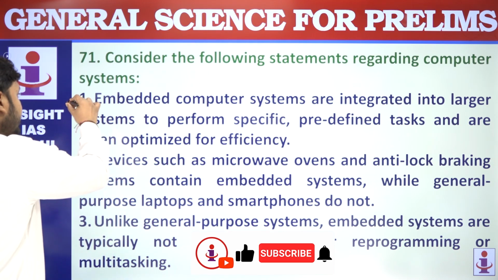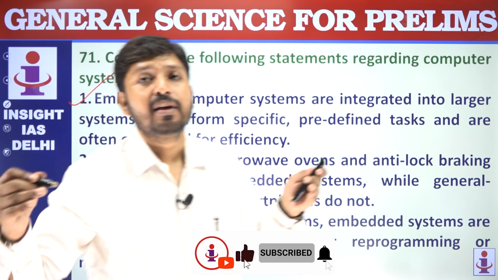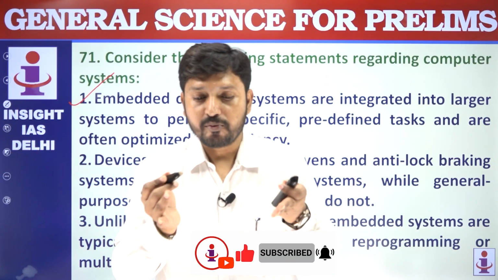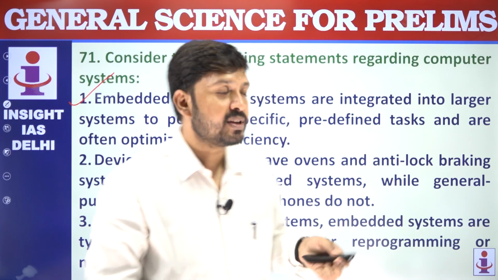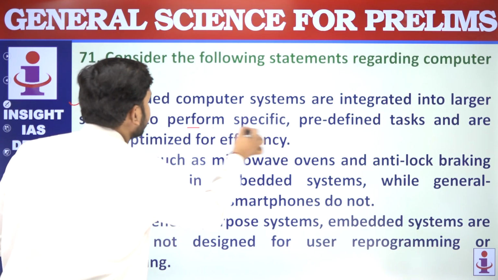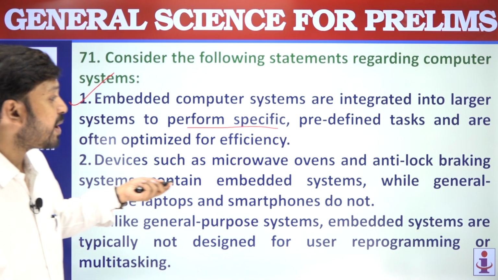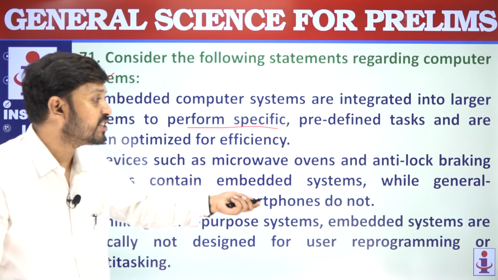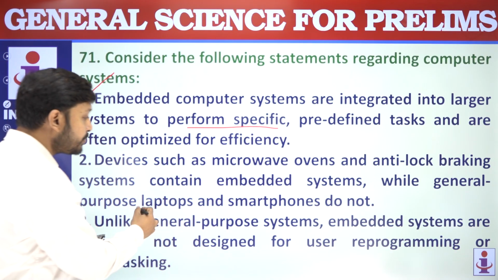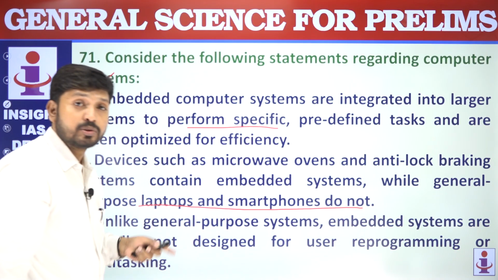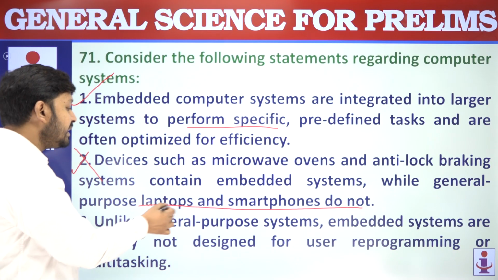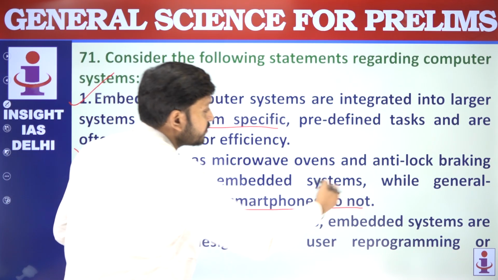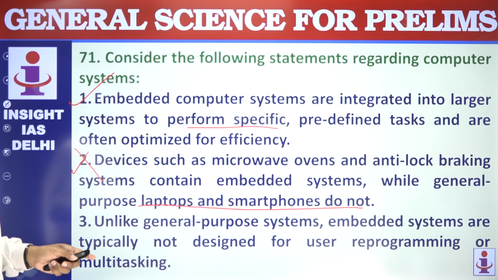Yes, this is a true statement, because embedded systems are generally used within a larger system for doing specific functions. So this is the right statement. And devices such as microwave ovens and anti-lock braking systems contain embedded systems, while general purpose laptops and smartphones do not. No, this is a wrong statement, because general laptops and smartphones also have embedded computer systems.